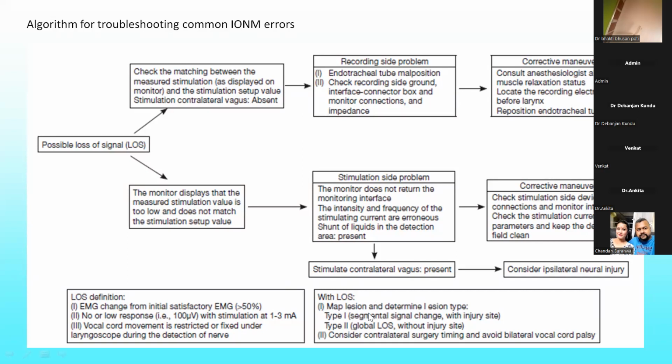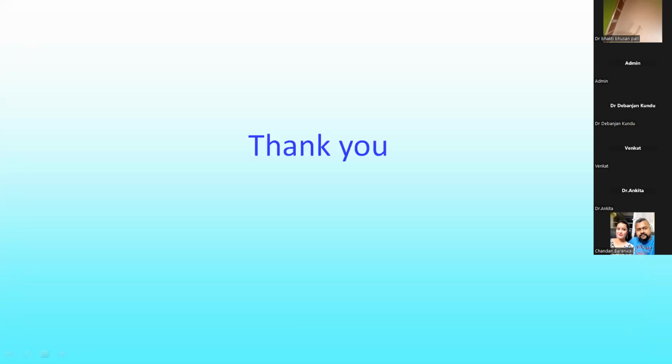That is type 1, which is a segmental signal change with an injury site, or type 2, global, that is global loss of signal without an injury site. Consider contralateral surgery timing and usually avoid bilateral vocal cord palsy.